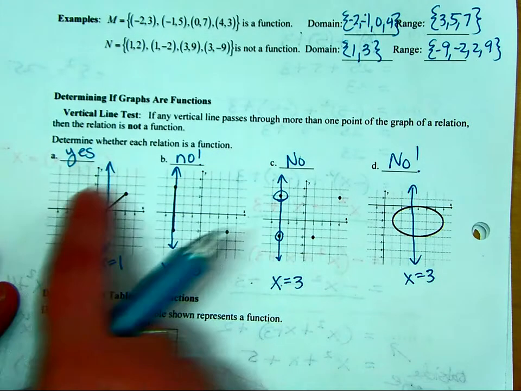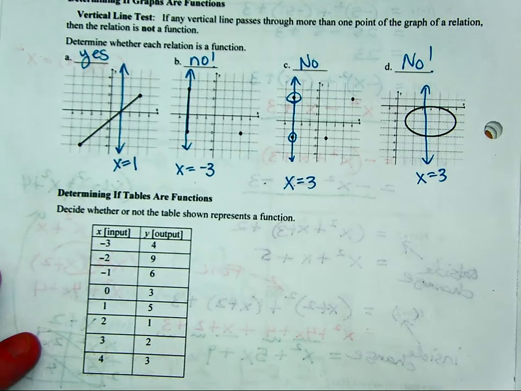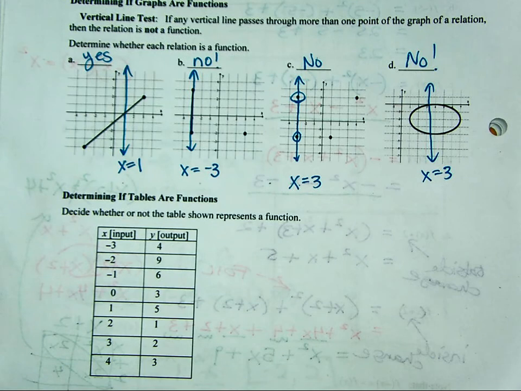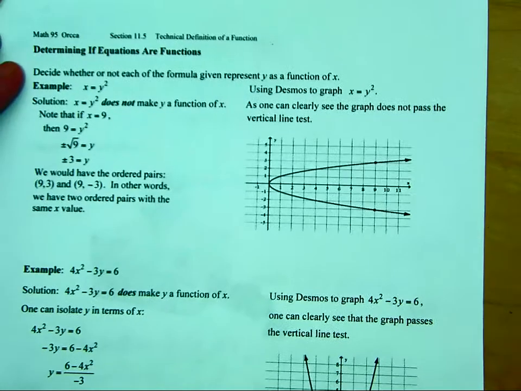Okay, so determine if the relation is a function. This one is a function? No, no, no. All right, if we look at the table, is f a function? Are there any x values that are repeating? No. So is it a function? Yes, it's a function. All right, let's go ahead and look at the next set.